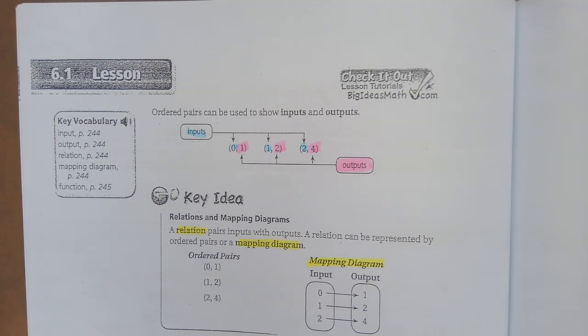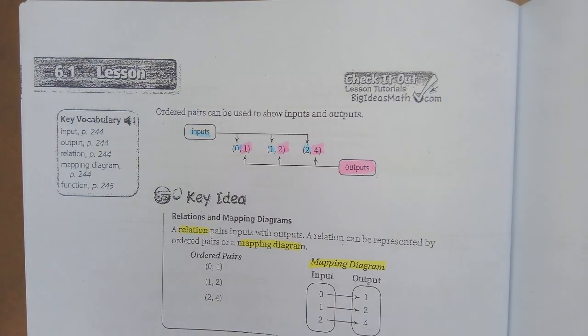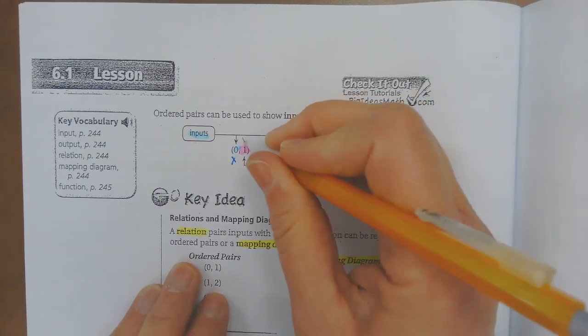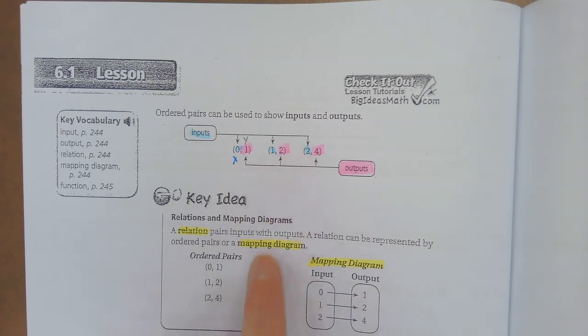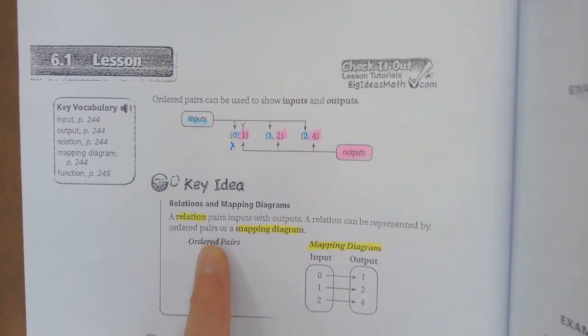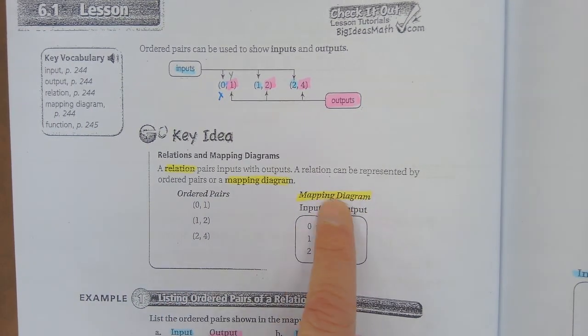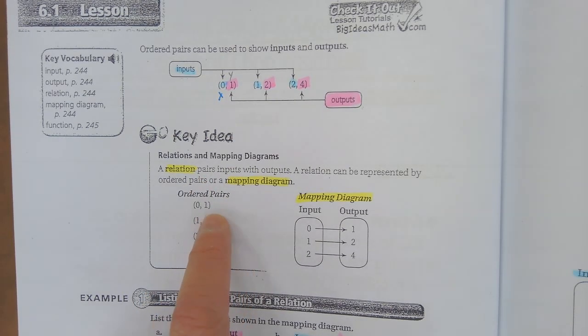Ordered pairs can be used to show inputs and outputs. Inputs are basically our x values and our y is usually our outputs. So if we have ordered pairs, we think of them as that. The key idea is relations and a mapping diagram. Some of you may or may not have seen a mapping diagram before. A relation pairs the inputs, the x values, with the y outputs.